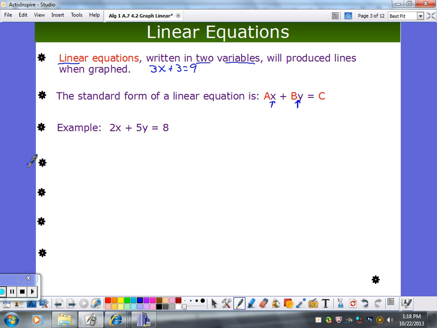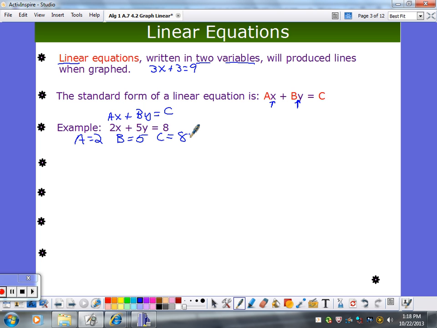So for example, 2x plus 5y equals 8. Does this follow Ax plus By equals C's format? So what's A? What's B? 5. And what's C? So what this means is if you see something times x plus something times y equals a number, you have a linear equation, and it's in standard form. Once we learn about other forms, maybe standard form will make more sense. But if you graph this, you get a line.